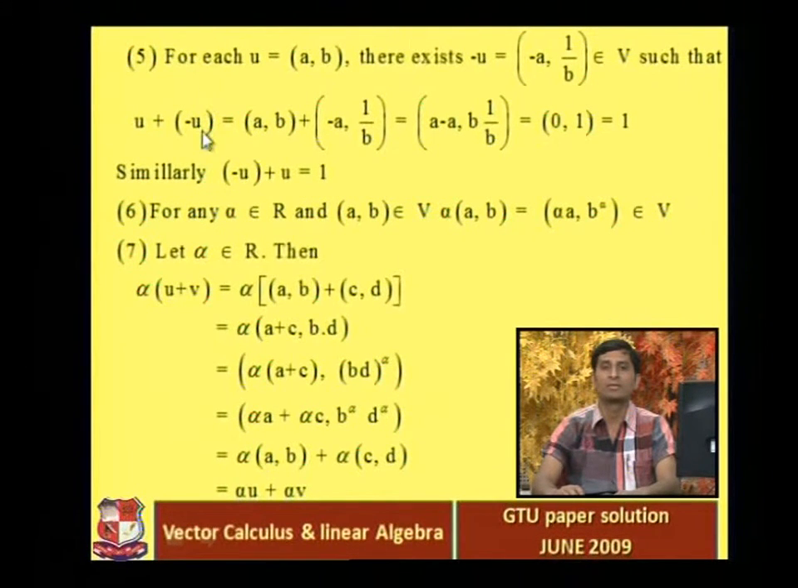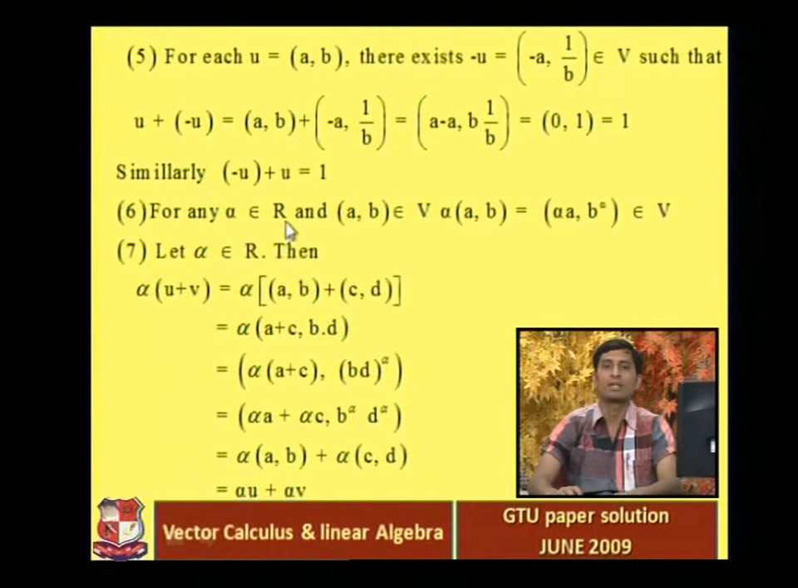So the first five conditions for addition are easily satisfied. Next condition, for any alpha belongs to R and (a, b) belongs to V, alpha into (a, b) is equal to (alpha into a, b raised to alpha) belongs to V. So let alpha belong to R, then alpha into (u plus v) is equal to alpha into ((a, b) plus (c, d)), that is equal to alpha into (a plus c, b into d). You can easily understand what it says, right? Now here we use scalar multiplication, that is alpha into (a plus c).